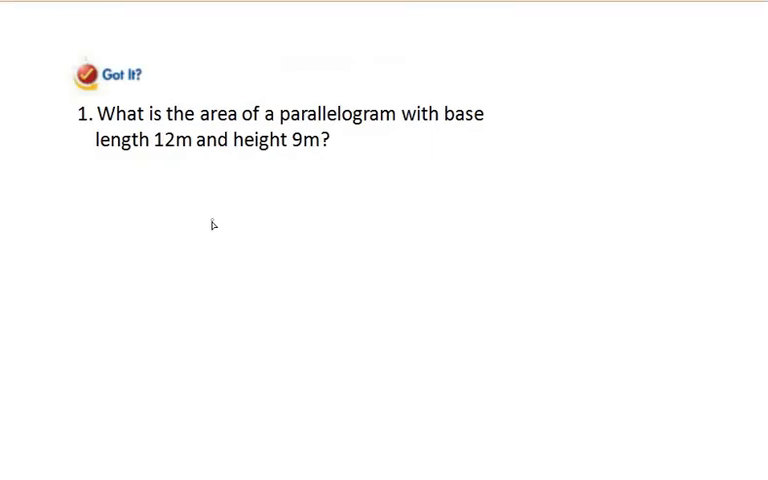Pause the video for 4 minutes and check your understanding by solving Exercise 1. Let's do it together now. What is the area of a parallelogram with base length 12 meters and height 9 meters? Just multiply the base 12 times the height, and this is the area of the parallelogram. This is 108 meters squared.